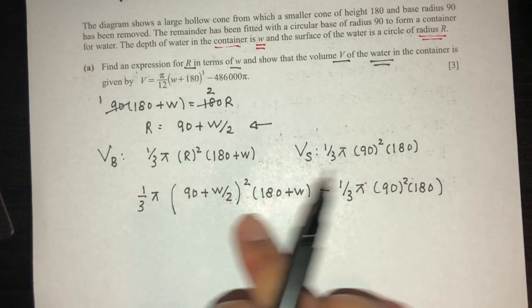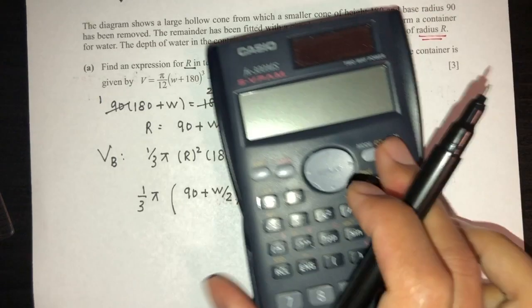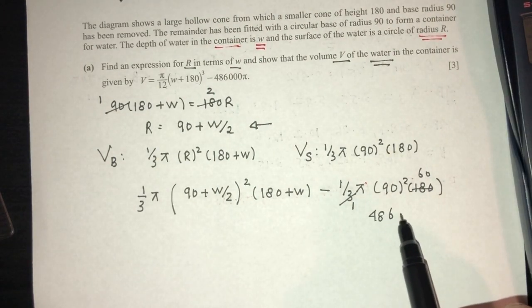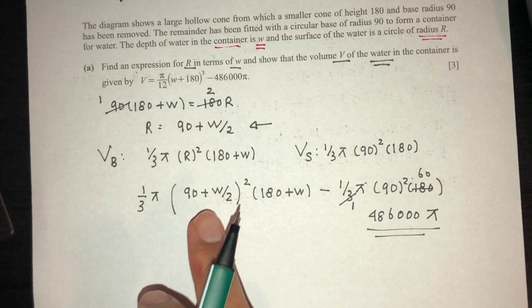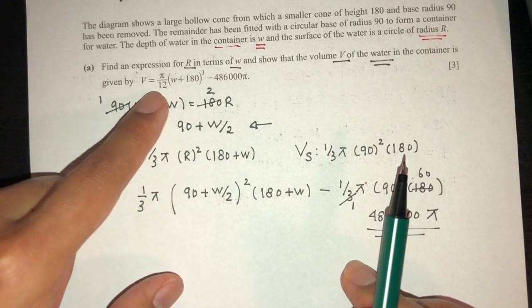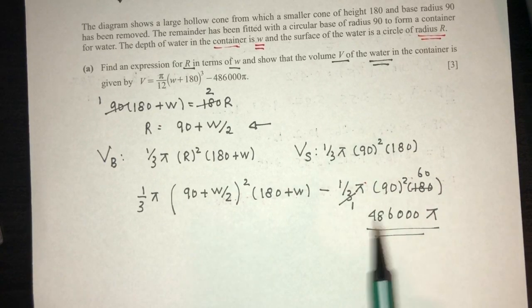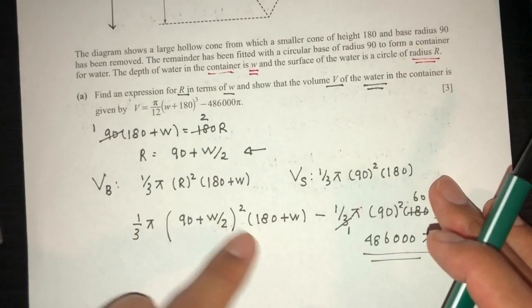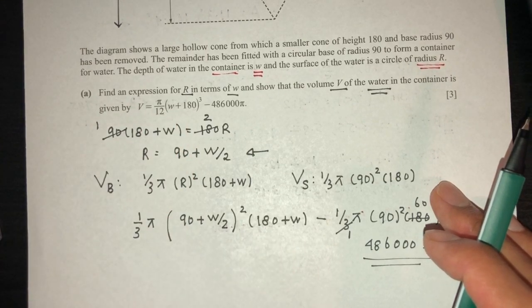Now let's see what we get here and here. So this will be 1, this will be 60. 90 squared times 60, that should be 486,000 pi. So for this one we have this, and how about this one? So let's do the expansion. We have to show it equals this. So if you observe, what can we have here? Because we have to express this in terms of this, as you have observed.